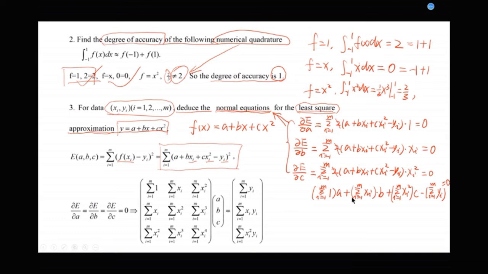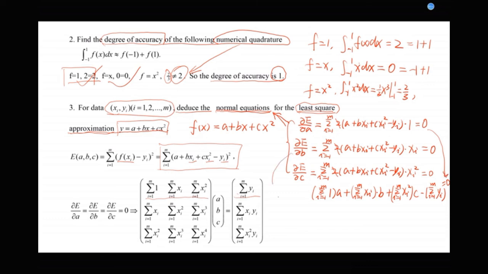Okay, so we write this equation in the first row. You see a, b, c. The three coefficients should be sigma 1, sigma xi, sigma xi squared. Then the right term: move this term to the right side, so sigma yi. Clear? The first equation, partial E, partial a. Clear?